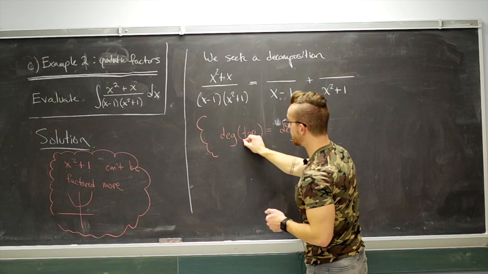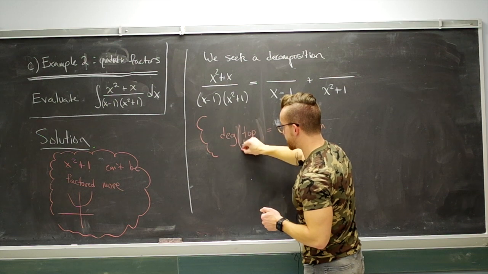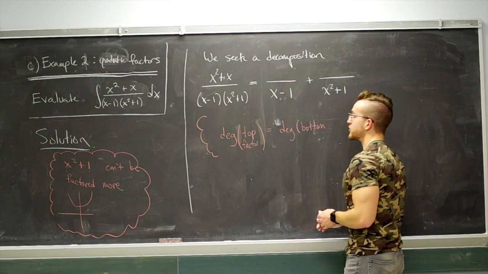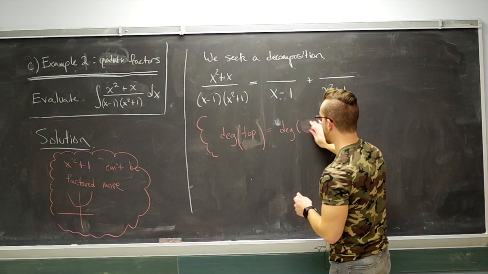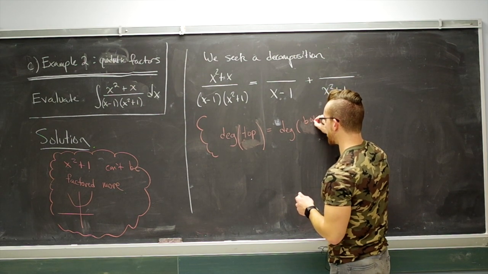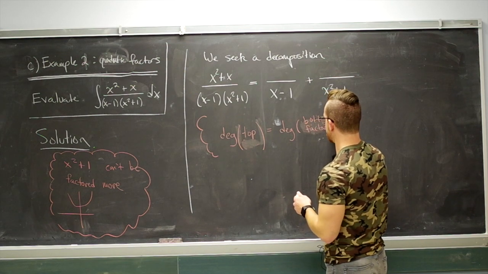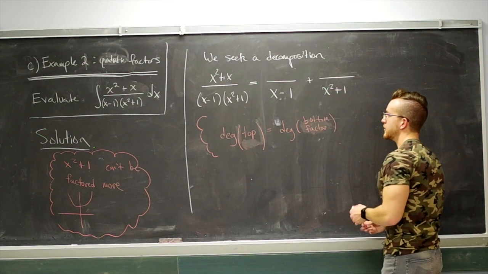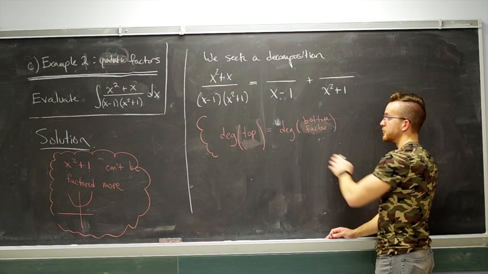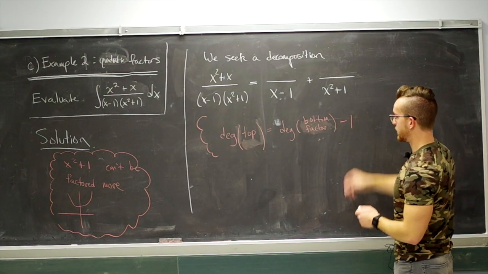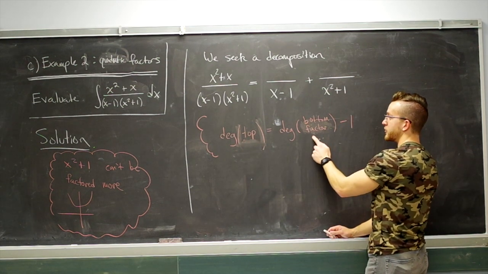And actually, ignore what I just said. I'm going to say that a little more precisely. The degree of the top expression should be 1 smaller than the degree of the bottom factor. Now, don't worry about that for now. We'll talk about this when we get to repeated factors. But the degree of the top should be 1 smaller than the degree of the bottom.